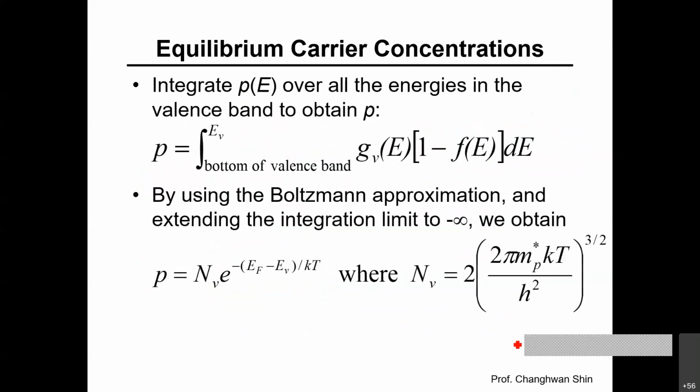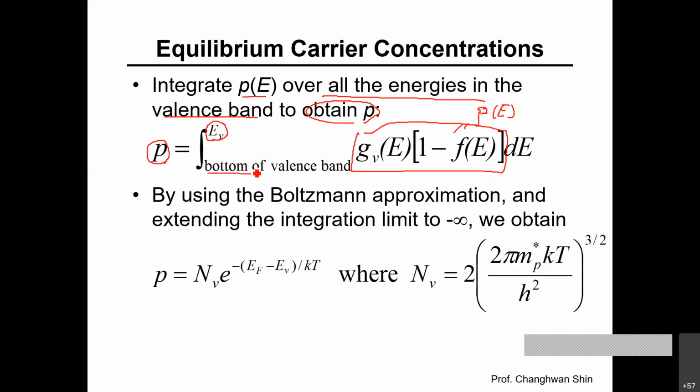And in the next slide, let's repeat the work that we have done in the previous slide. Herein we would like to look for the total hole concentration by integrating p of E over all the energy levels in the valence band. For what? For obtaining the total hole concentration. This is matched to p of E, hole concentration as a function of energy, over all the energies in the valence band, meaning the top edge and the bottom edge of the valence band.